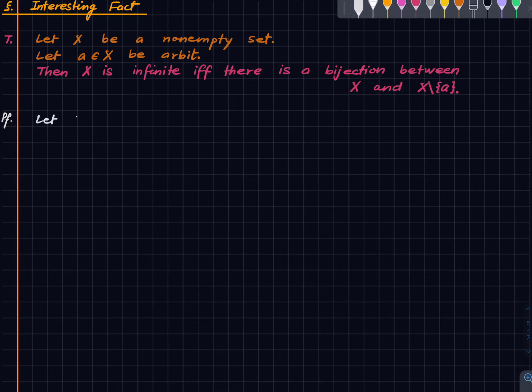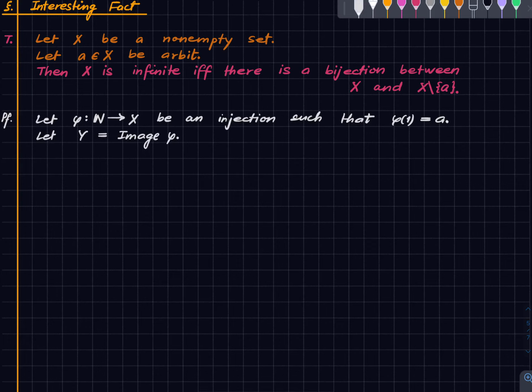By the previous proposition, we can find an injection such that phi of 1 is equal to A. Immediately from the previous one. And let's say y is equal to image of phi. Okay, now consider this diagram. We have this injection and we have this function, call it f, and what does it do?